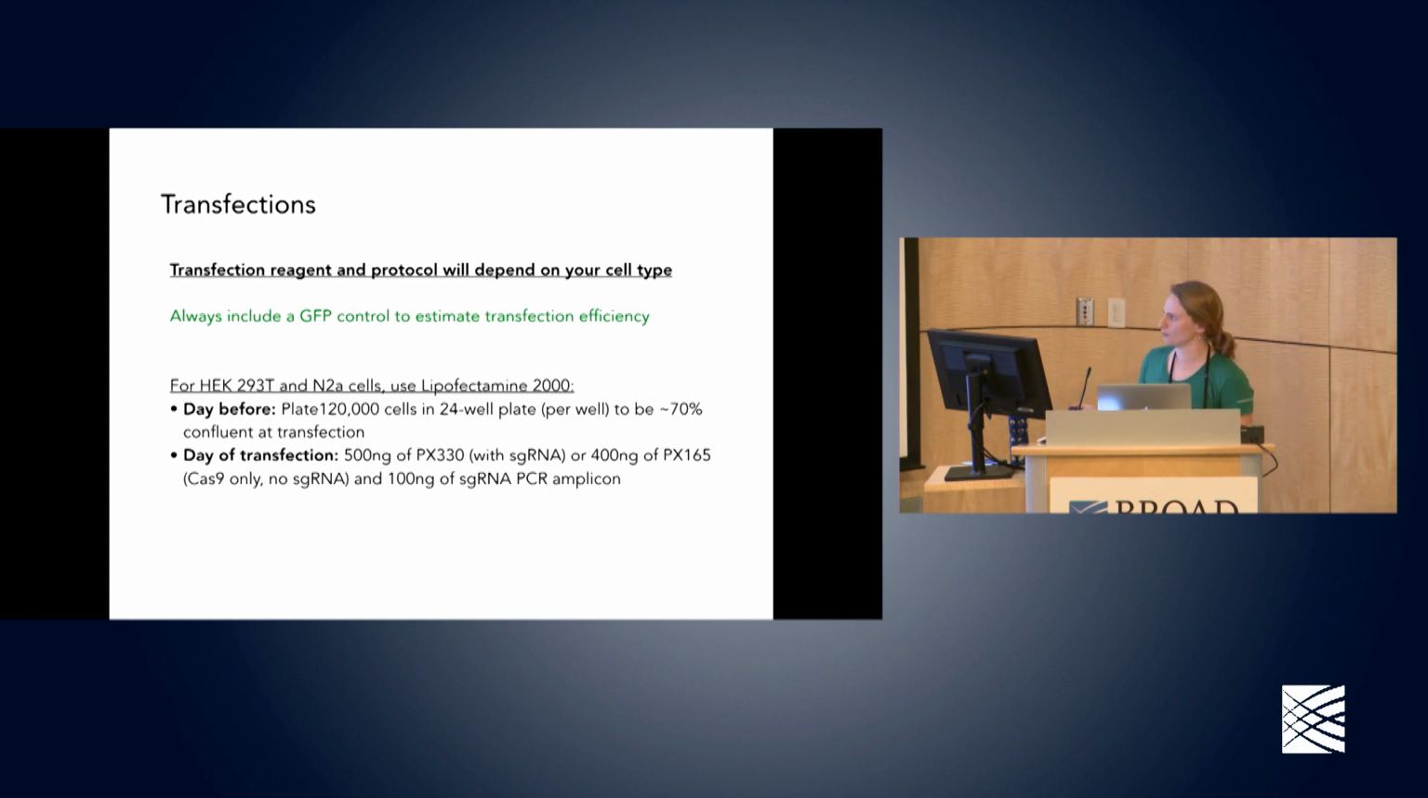And here's a brief description of our transfection protocol. We plate cells so that they're about 70% confluent the day of transfection. And then we transfect about 500 nanograms of the plasmid if it has the guide with it, or 400 nanograms of the plasmid with just Cas9, and then 100 nanograms of the PCR product. Again, this will really vary depending on which cell line you're using, but just to give you an idea of how we've done it in our lab.